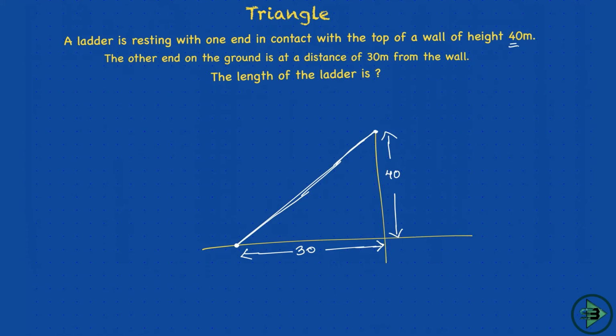The length of the ladder is very simple. This is 30, this is 40. Apply the Pythagoras theorem. So this will be what? 50. Okay, this is 3, 4, 5. 3, 4, 5 is the Pythagoras triplet, right? Okay, so multiply this by 10: 30, 40, 50.